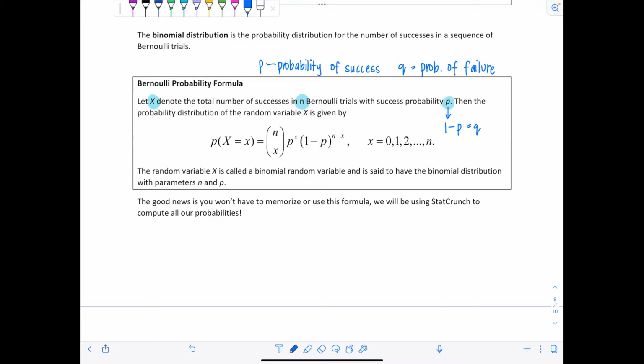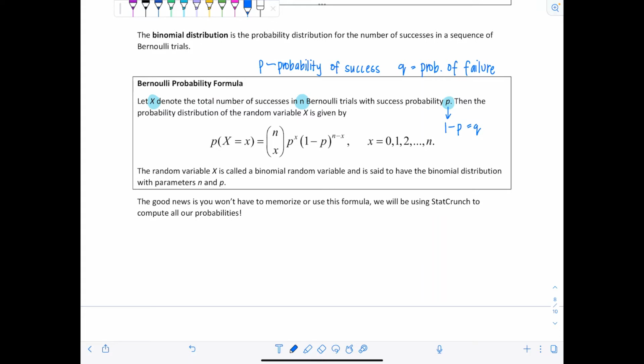Okay, the random variable capital X is called a binomial random variable and is said to have the binomial distribution with parameters n and p. Okay, so those will have to be given to you. Those are the parameters. Now, the good news is you're not going to have to memorize or use this formula by hand in this class. We're going to be using StatCrunch to compute all our probabilities.